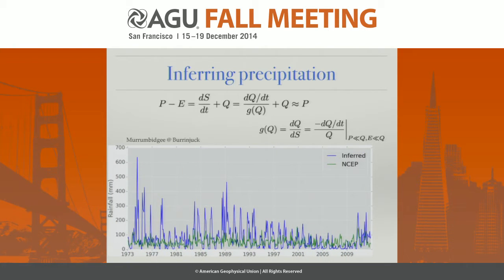So this plot here shows the station in Murrumbidgee. In the green, you see the NCEP, and the results are the same for the other reanalysis data sets. And the blue is the inferred precipitation. So again, with no model involved here, just using the discharge time series, we can see that we're significantly underestimating the rainfall that gets into the system and then is being fed into the hydrodynamic model.